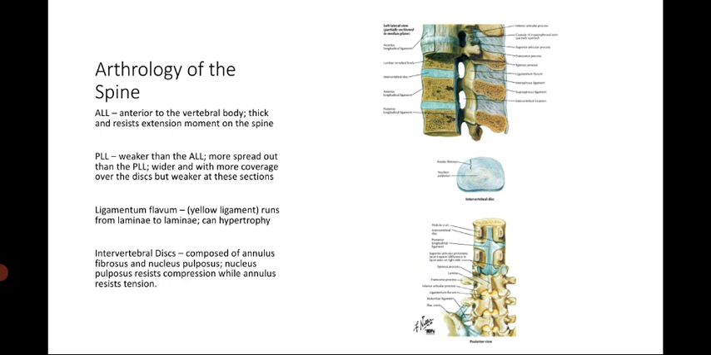Now for the ligamentum flavum, we usually see it after we do a laminectomy. It runs from lamina to lamina, and it can cause pathologies in the spine when it hypertrophies. You also have the intervertebral discs. You already know this: it's composed of the annulus fibrosus and the nucleus pulposus. The nucleus pulposus is important for resisting compression, while the annulus fibrosus is important for resisting tension.